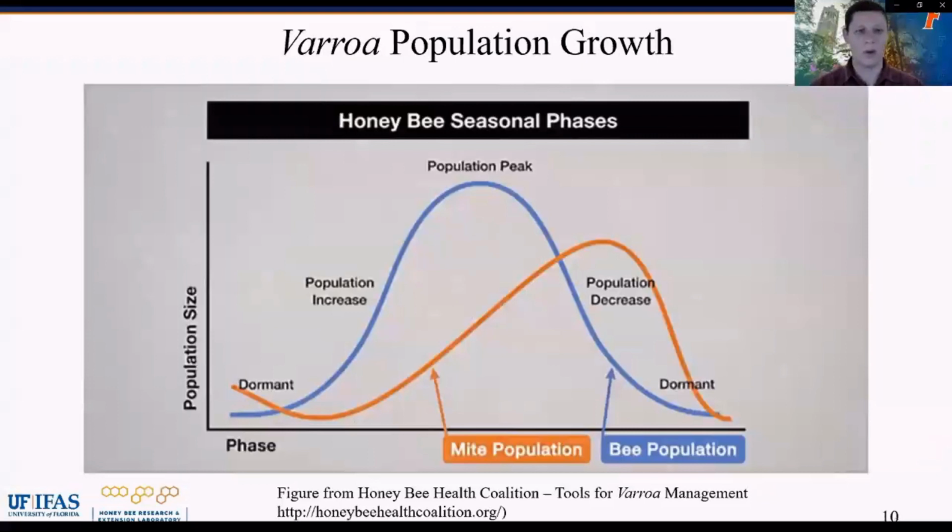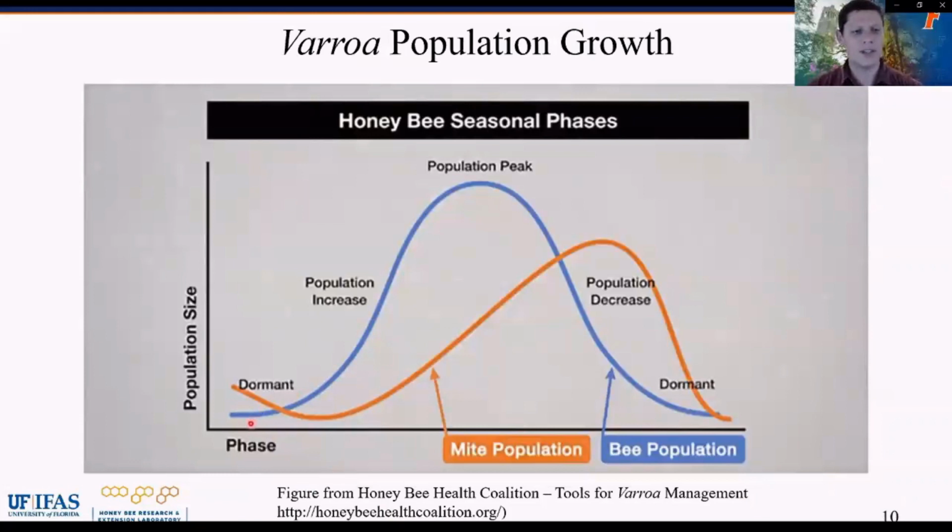Now, there are also some very seasonal effects on Varroa population growth, and it all has to do with their ability to reproduce. So let's look at this blue line here first. This figure, by the way, is not my own. This is from the Honeybee Health Coalition, which has a Tools for Varroa Management guide that is free, that I absolutely recommend you check out. It's very well done and a really useful resource.